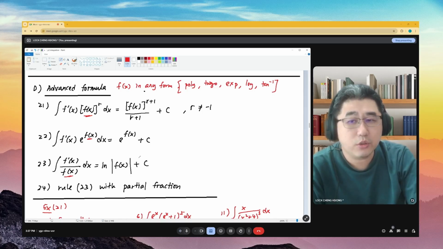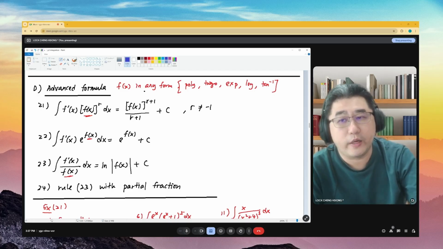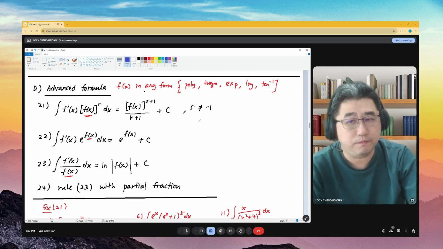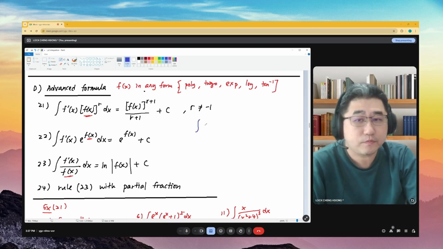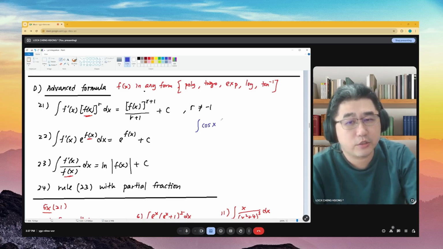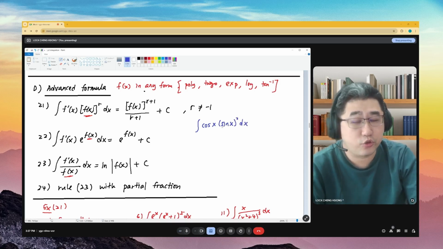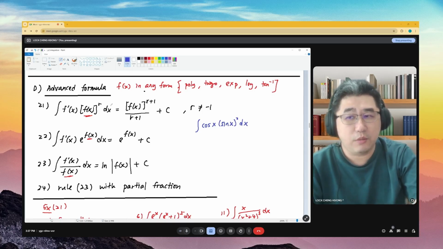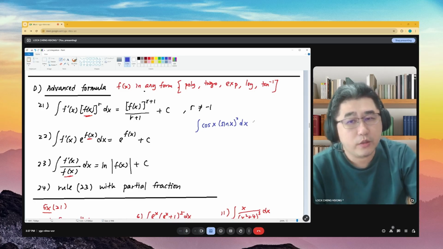Okay, so the best way to actually teach you is by using examples. Let's see what kind of question that we have. Let's say I have cos x (sin x)^2. So you can see this is trigo, but we do not apply the trigo formula here. It happened to be matching with this formula. Therefore, I can actually write the answer as (sin x)^3 over 3 plus c.